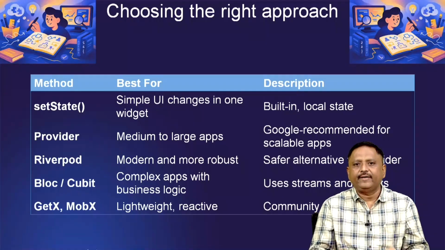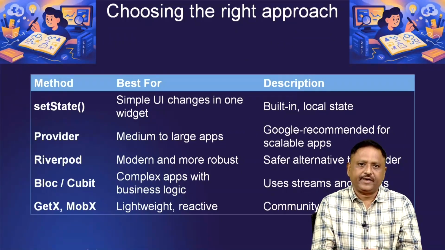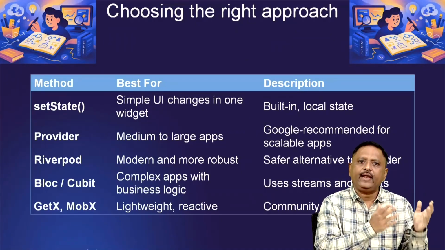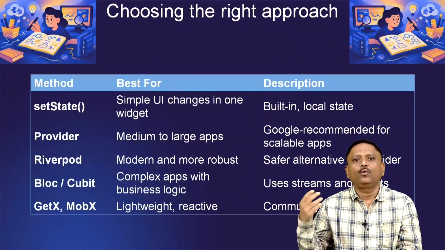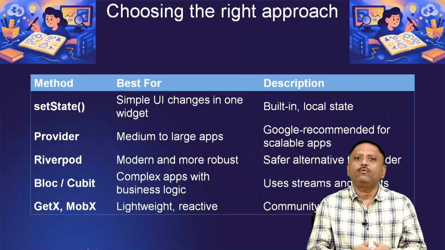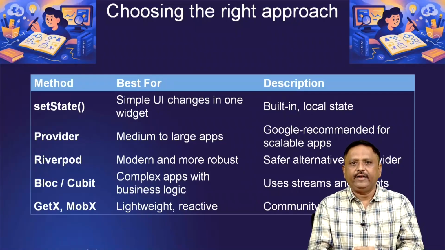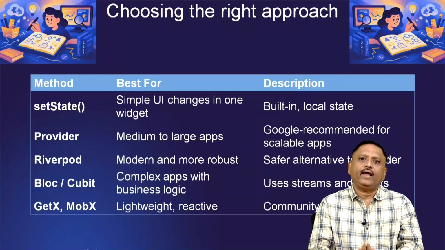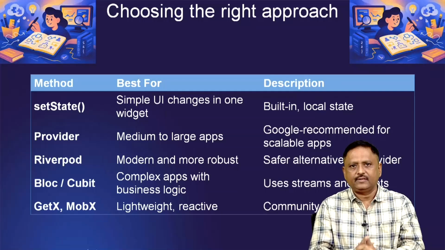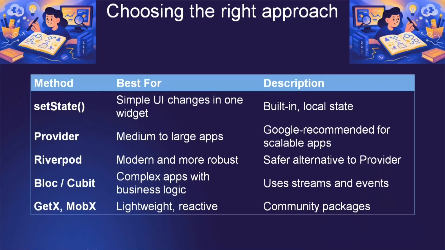So how do you decide? If your app is simple, go with Provider or setState. If it is complex with many interconnected features, look into Riverpod, Bloc or Redux. If you want a fast and easy solution, GetX may be ideal. If reactivity and observables matter, consider MobX. There is no one size fits all, but understanding the trade-offs helps you make the right decision.